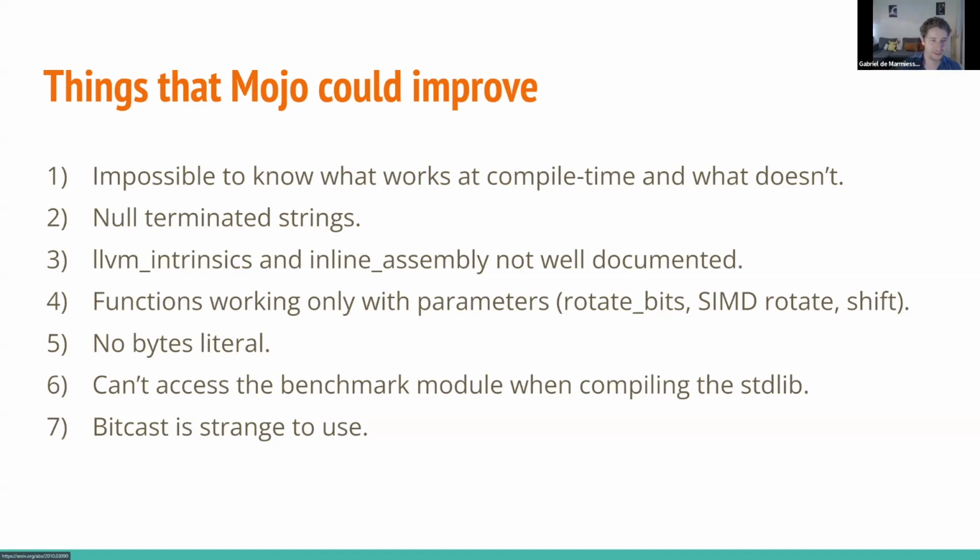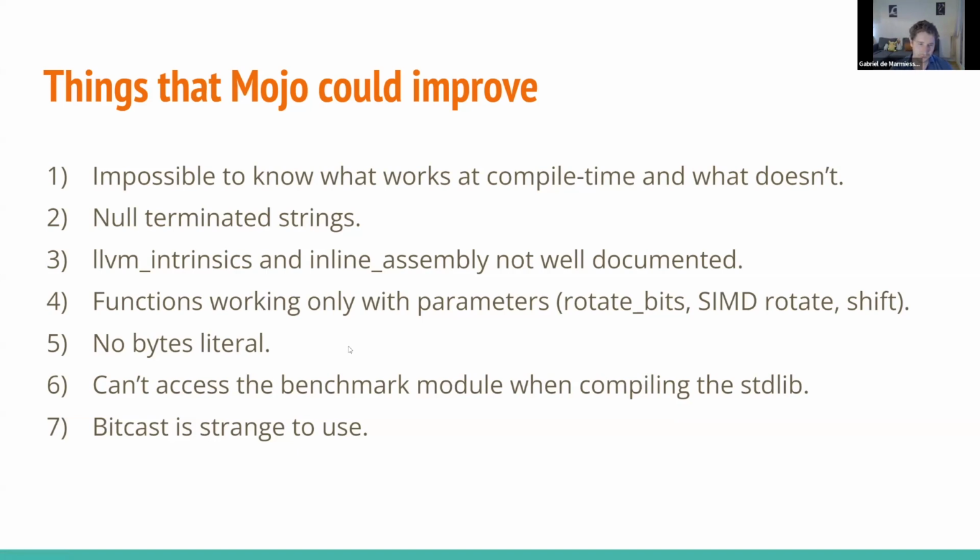Okay, sure. You have null terminated strings, so you might say skill issue. But I come from Python, sorry, skill issue. You have also LLVM intrinsics and inline assembly. That's not really well documented. That's a bummer too. Also functions working with only parameters. Sometimes you have functions that require arguments to be parameters, and when you read the assembly code, you're like, yeah, but that's not necessary, right? So that can seem a bit weird.